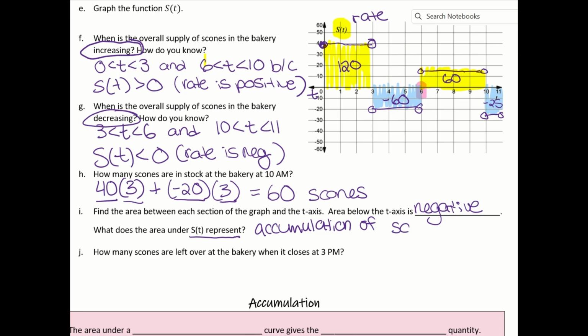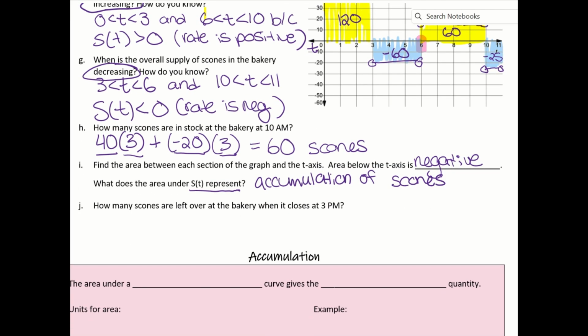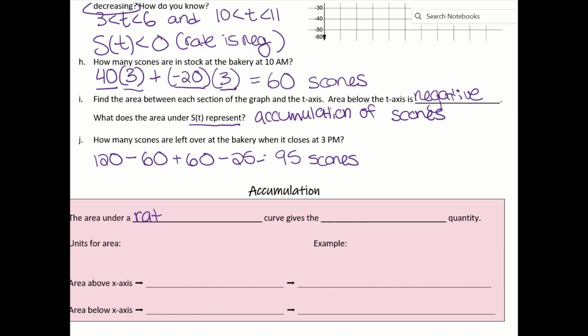So how many scones are left in the bakery when it closes at 3 p.m.? Well, we start with 120 scones after the first 3 hours. Then they're being removed for 3 hours, so we lose 60. Then we make more scones. At the end of that period, we've gained 60 and then minus 25. So at the end of the day, there are 95 scones left in the inventory. So what we've done is we started with a rate and we found the area underneath these lines. So the area under the rate of change gives us an accumulated quantity.